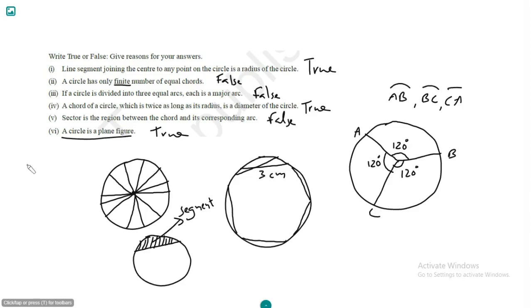Finally, a circle is a plane figure, which is true. A circle is a figure that you can draw on a plane. It's not a three-dimensional figure like a cube or a sphere, right? So this is true.